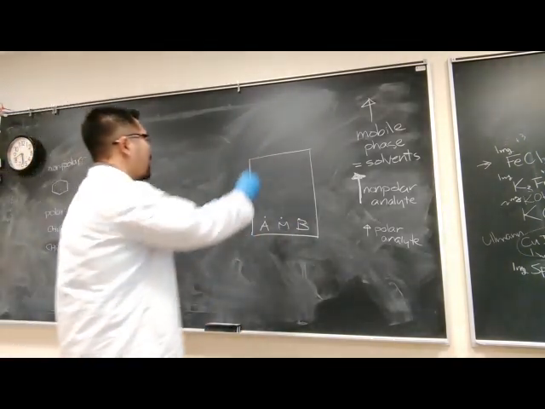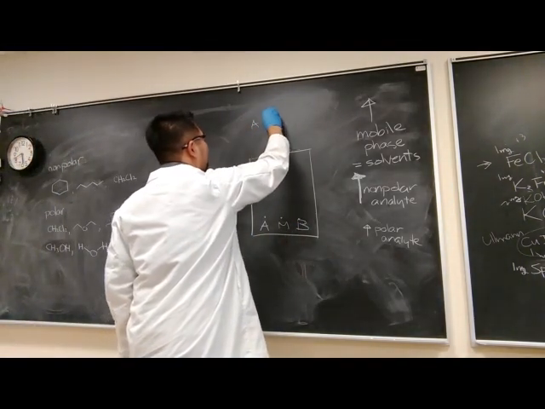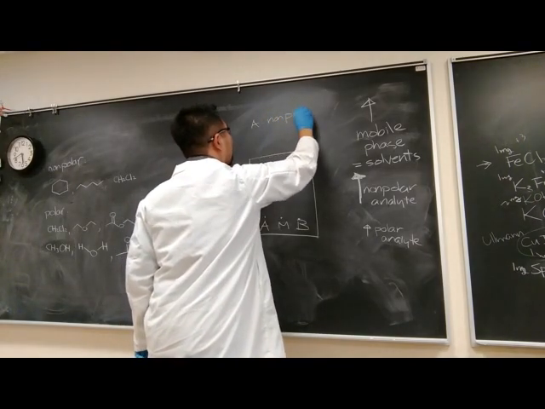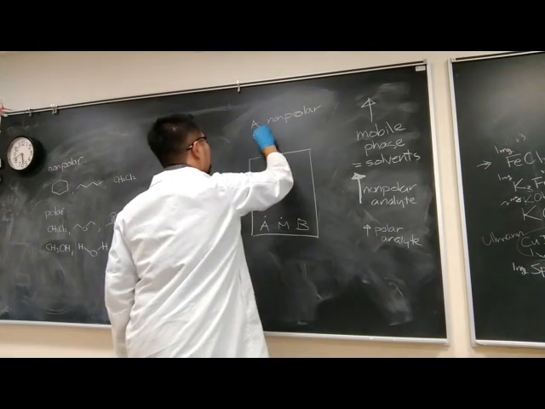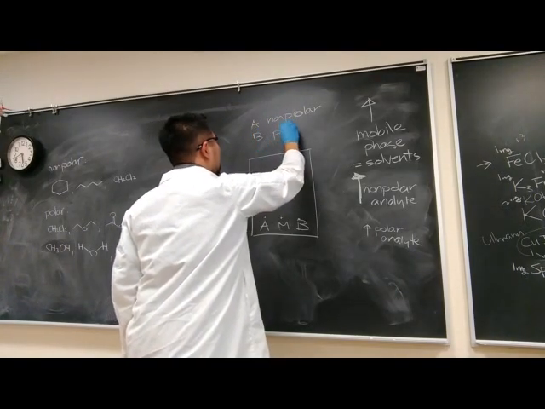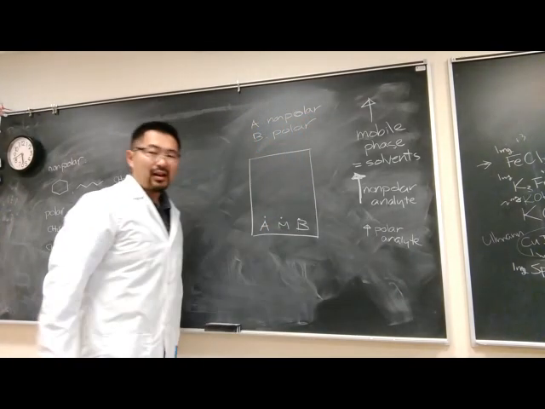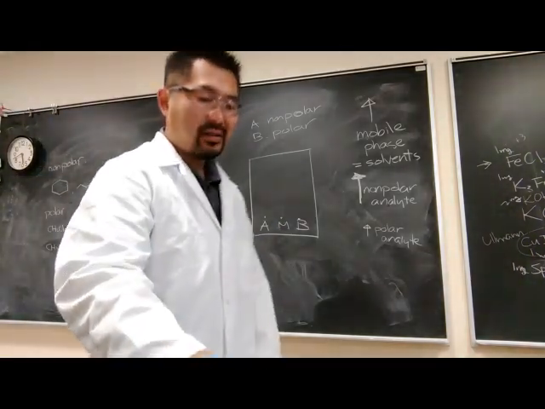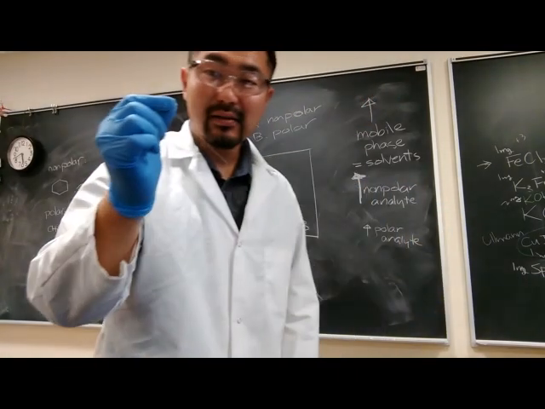And let's say that A is, relatively speaking, a non-polar compound, and then B is, relatively speaking, a little more polar than sample A. And what you will do is take a small capillary.